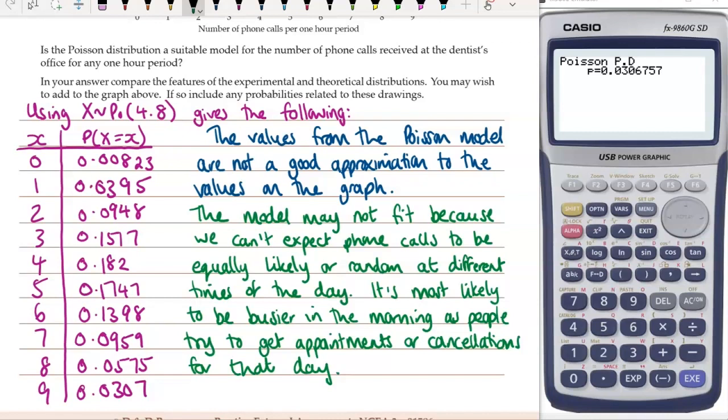So what I've put as a suggestion here is that the model might not fit because we actually don't expect that phone calls do come in randomly for something like this. When you're in a situation of making appointments, it's more likely that you'll get more calls in the morning as people try to grab appointments or need to make cancellations or whatever.